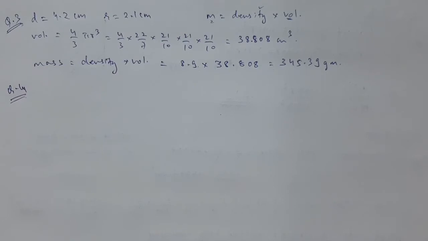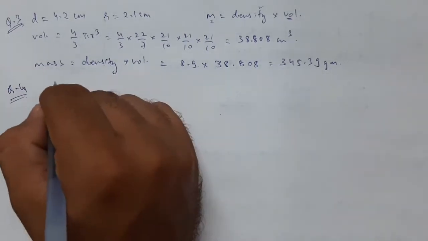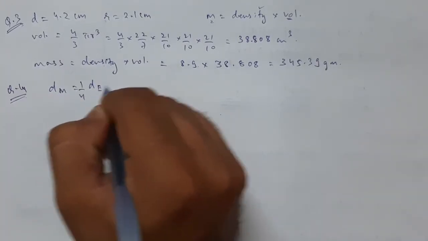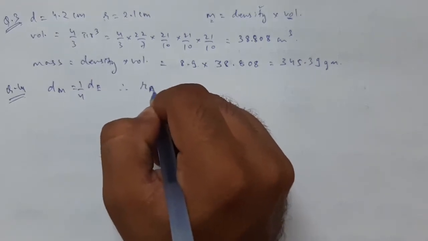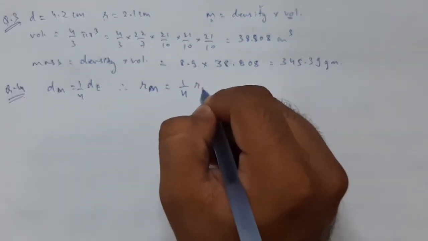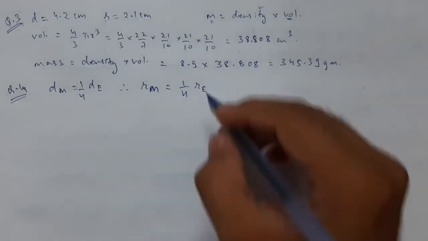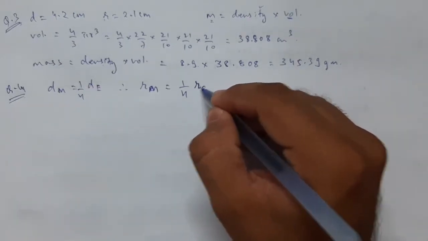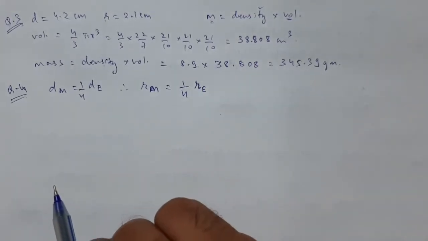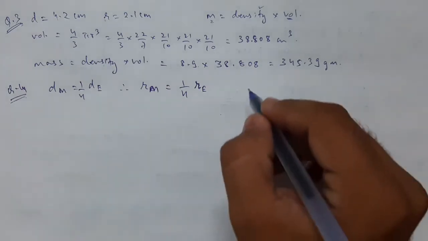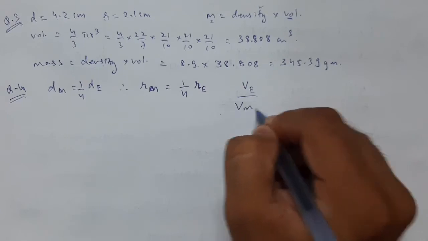Question number 4. The diameter of moon is approximately 1/4 the diameter of earth. As in the previous exercise we have done this kind of sum. So what fraction of volume of earth is volume of moon? So we need to find volume of moon by volume of earth.